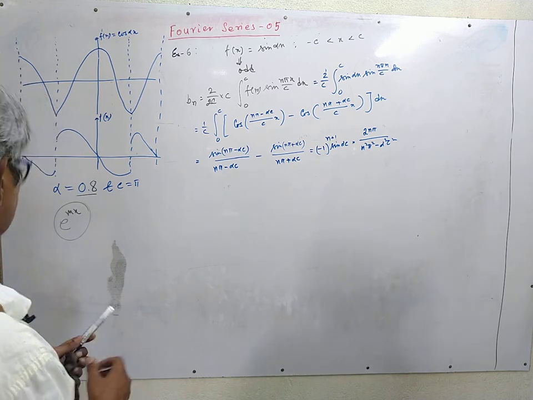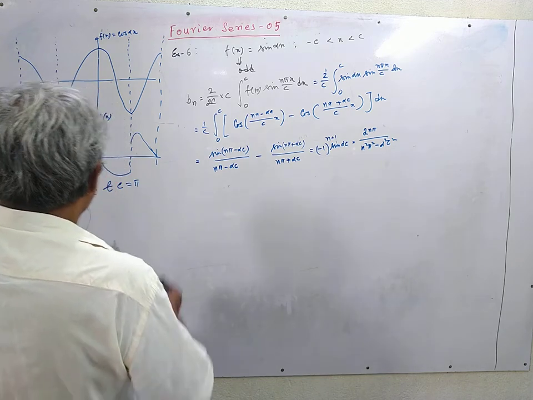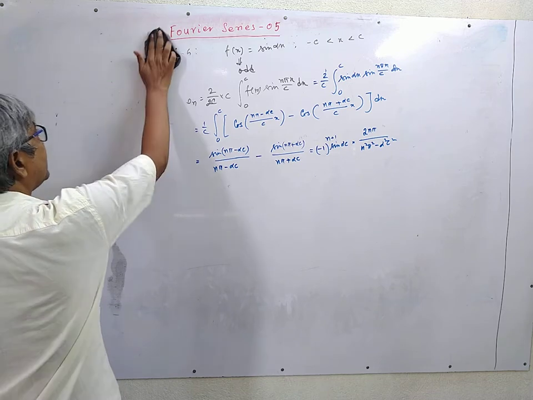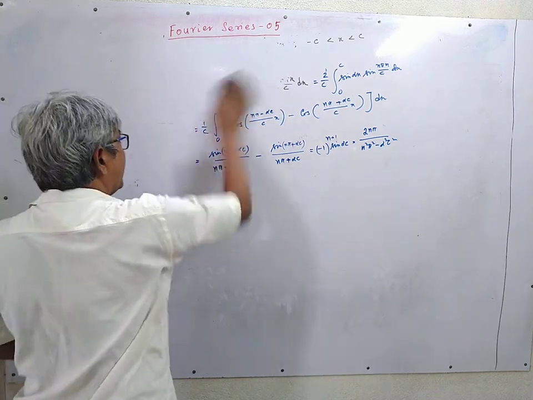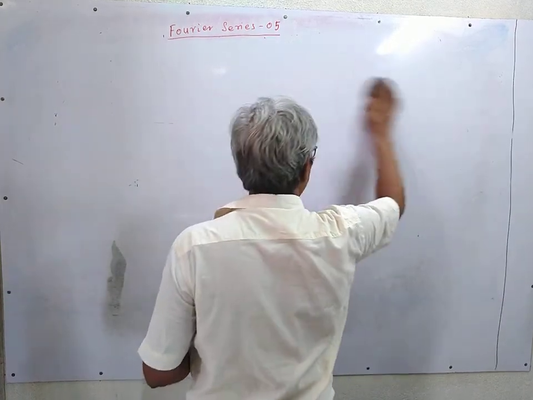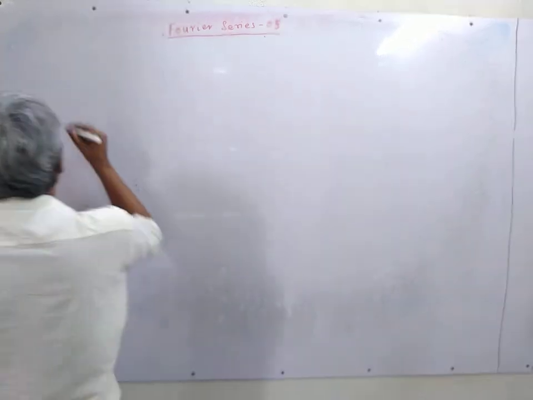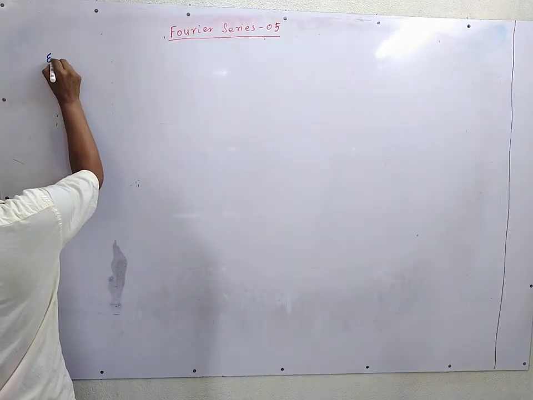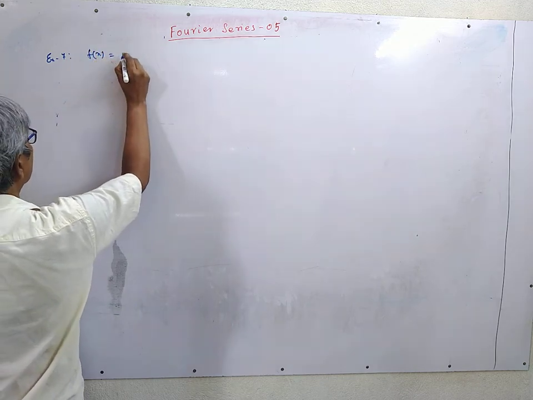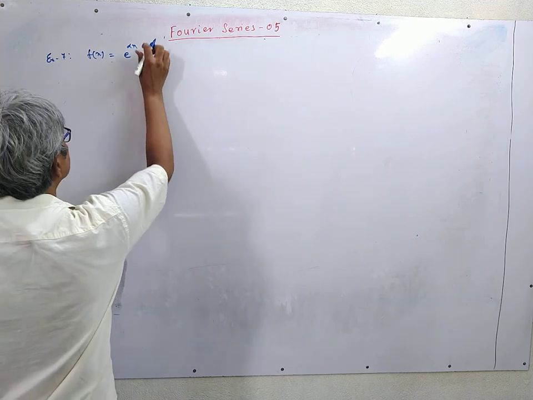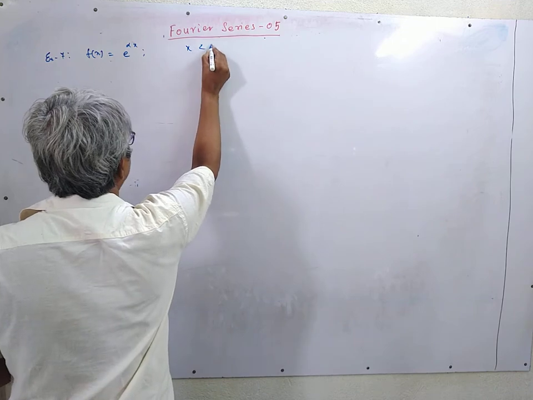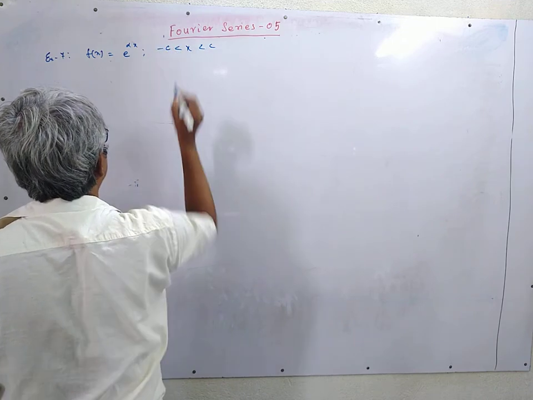As the last example, we shall consider an exponential function, so e to the power alpha x type function. So for example, example 7 is f of x is equal to e to the power alpha x, and x is defined again within a symmetric interval.